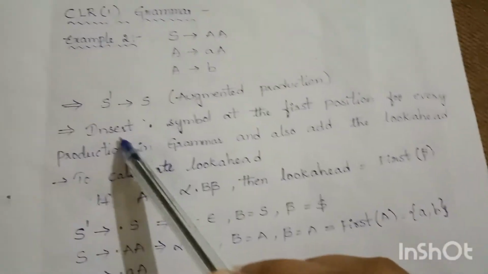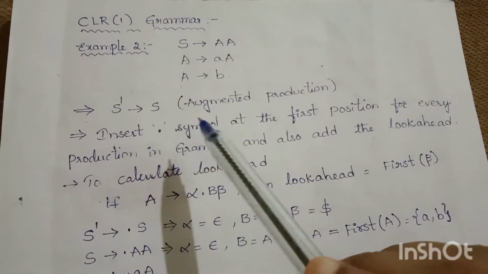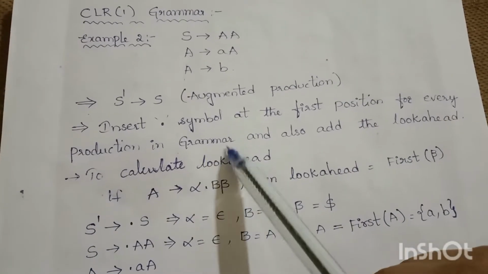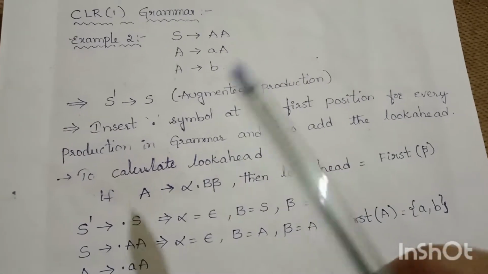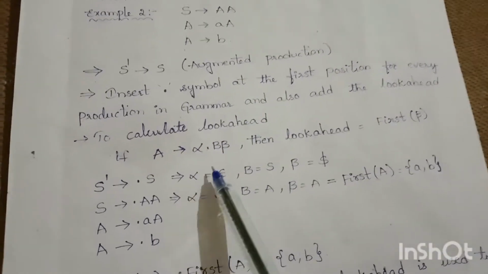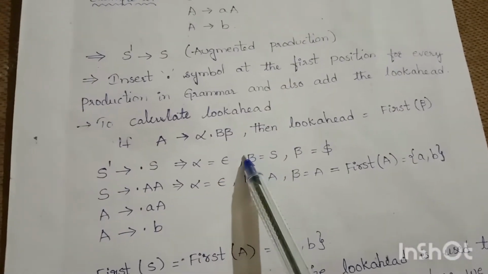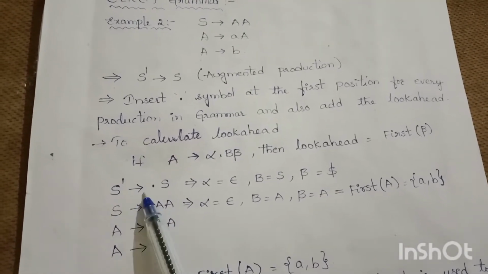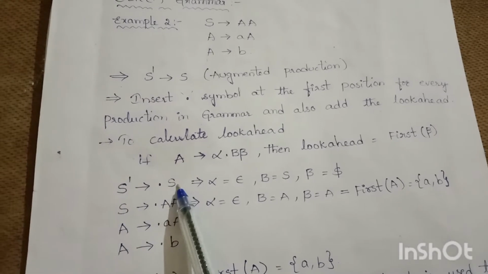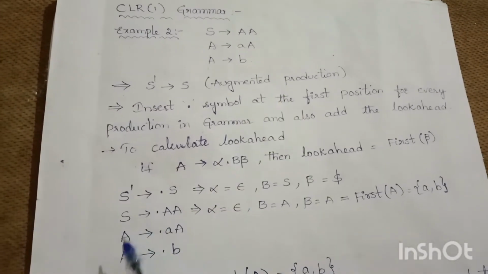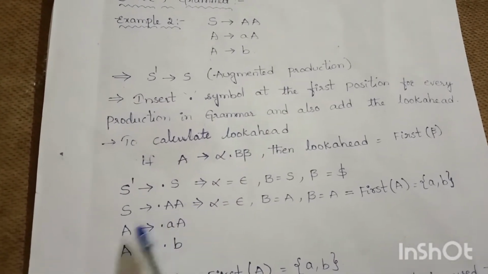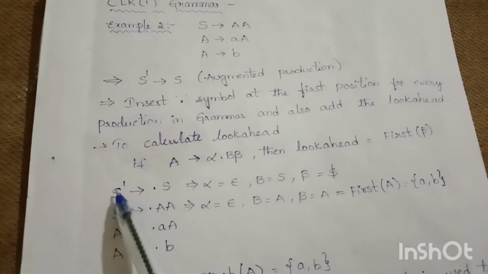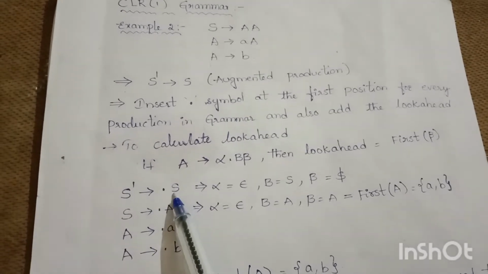First you need to place a dot symbol at the first position of every production in the grammar, and also add the look ahead symbol. So now we'll calculate the look ahead symbol. For the given grammar, first we need to write the augmented production, that is S dash tends to S. And next S tends to AA, A tends to aA, A tends to b. The first step, writing of the augmented production, is completed.